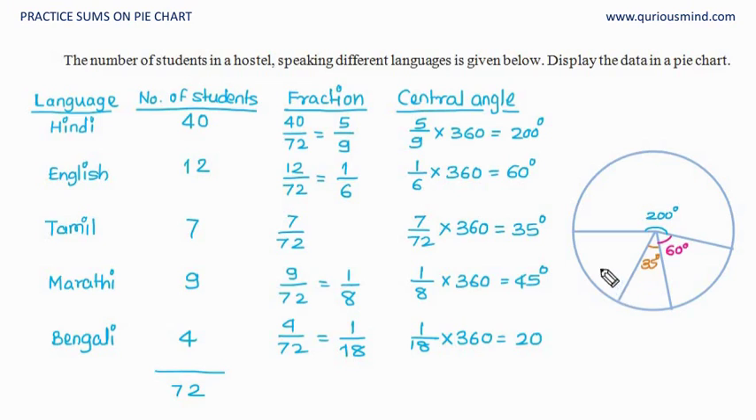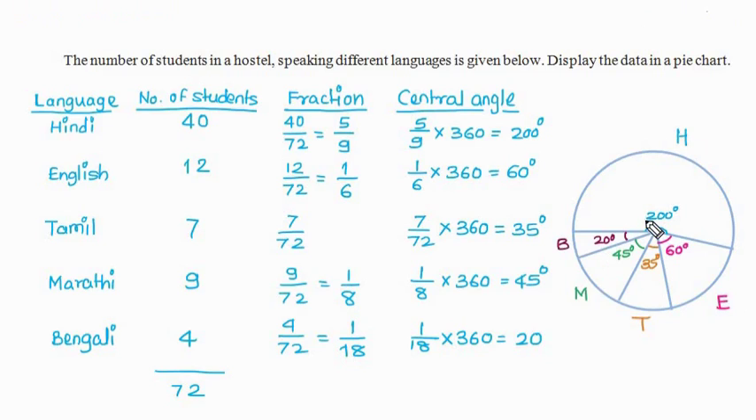That will give us 45 on this side and 20 remaining on this side. Let's do that. So this one is 45 degrees. And the remaining one is actually 20 degrees. So we got our pie. This one represents Bengali. And that's our pie chart.